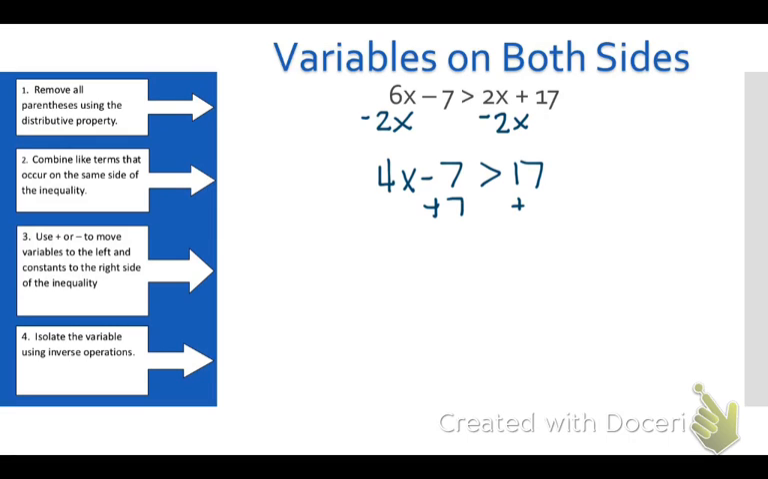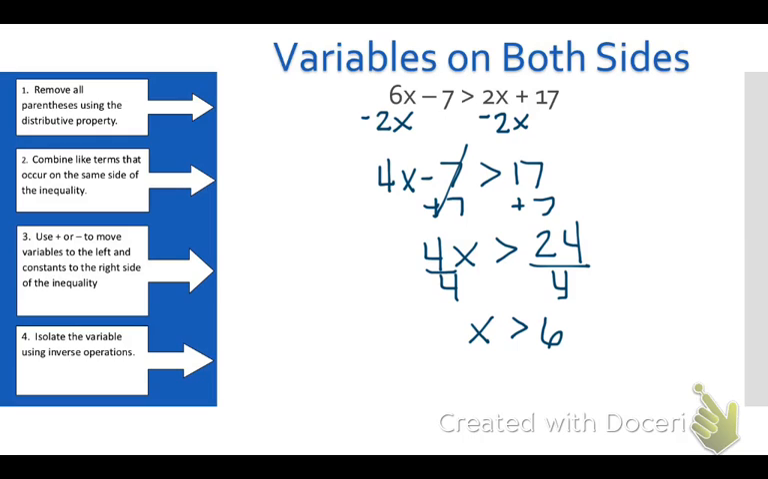Then I add 7. I get 4x is greater than 24, and I divide each side by 4 to finish it, and I get x is greater than 6. Again, my solution needs to be graphed on a number line to show all the possible values that are true here. I'm going to number my line by 2's, so 4, 6, 8. X is greater than 6, so it's all the values over here. So they get really close to 6, like 6.01, and they go forever to the right.